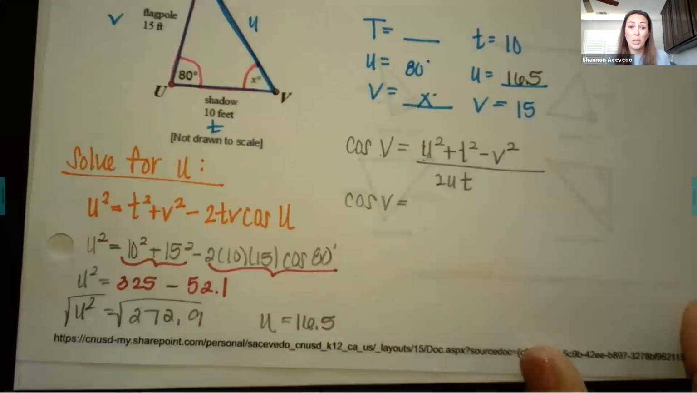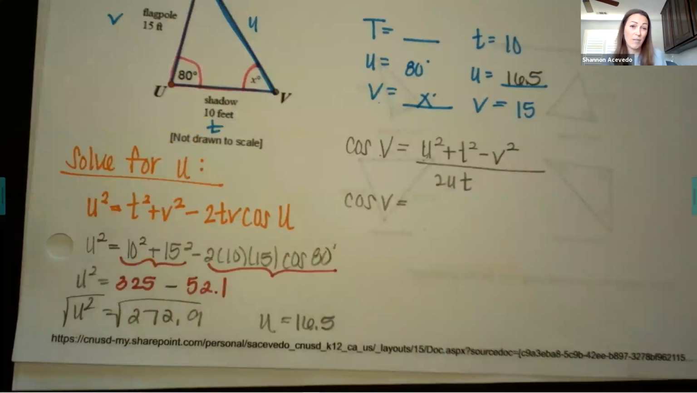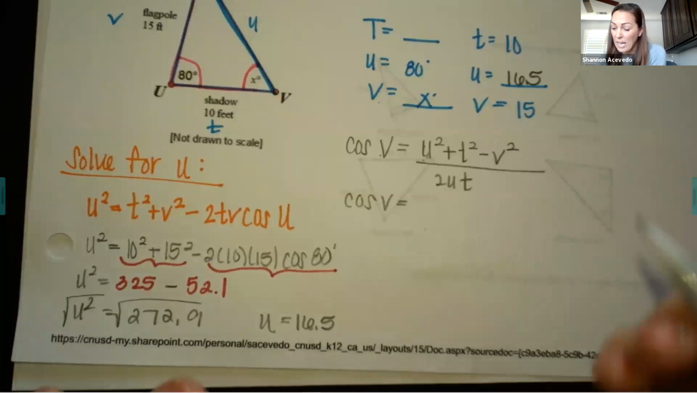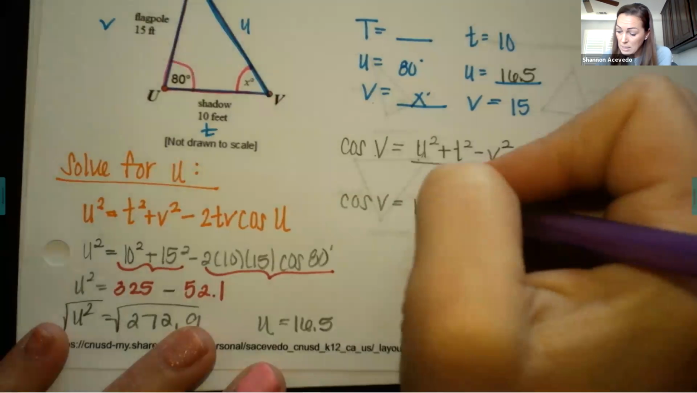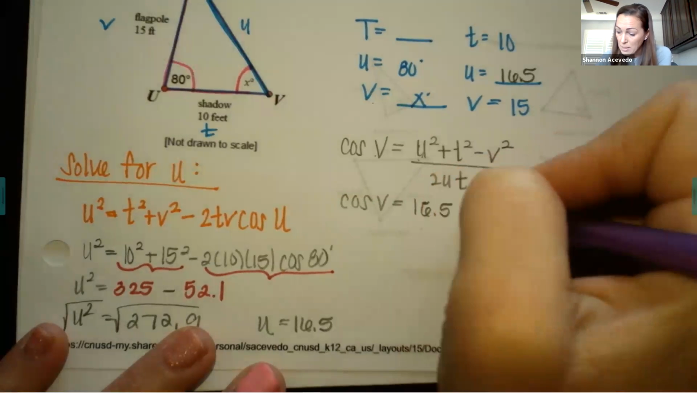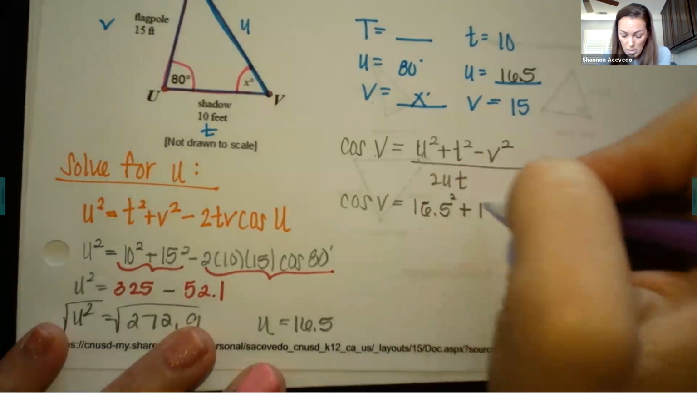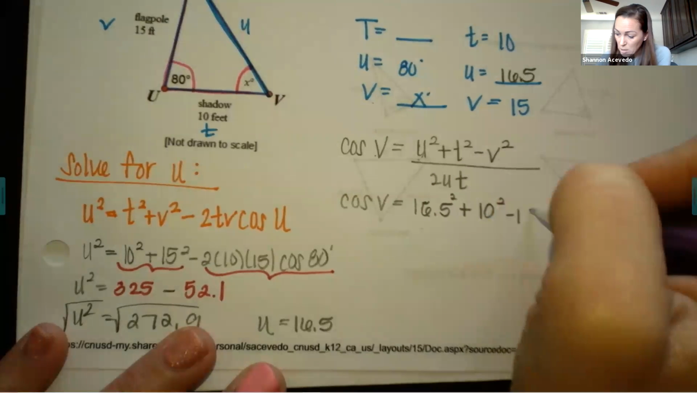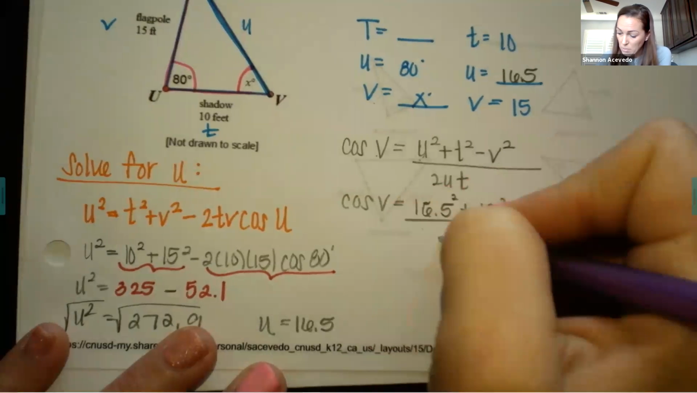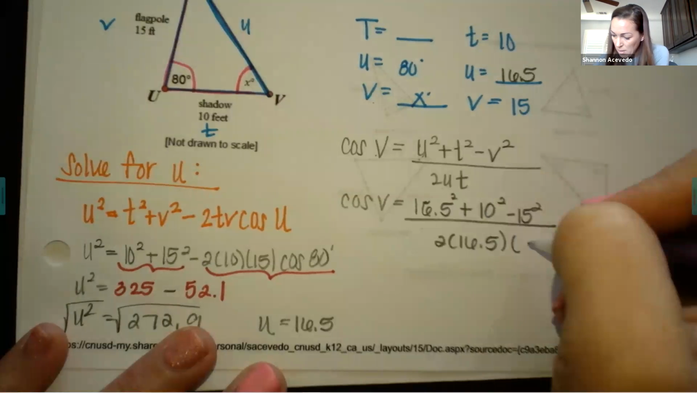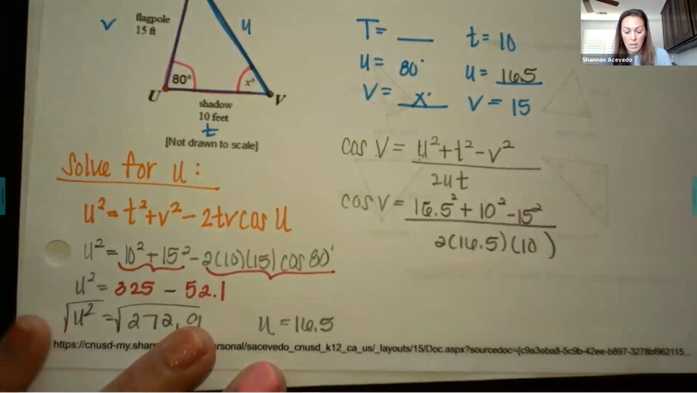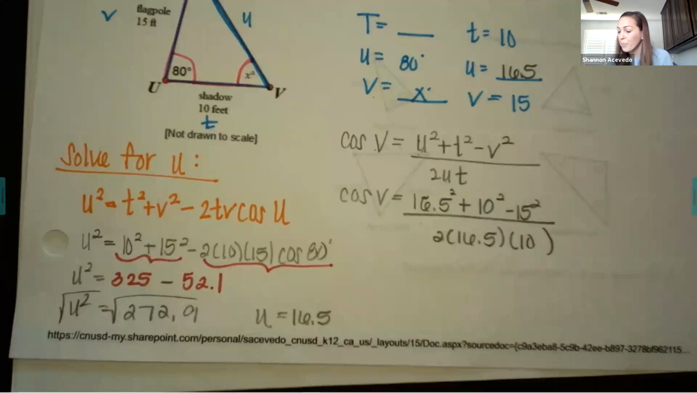So this one was a little bit trickier because I had to find a piece first before I can solve what they're actually looking for, before I can evaluate what that x is. So I go ahead and I fill in all the pieces now. So it's 16.5 squared plus 10 squared minus my 15 squared, all over 2 times 16.5 times my 10. All right, so we can easily solve this all the way out.